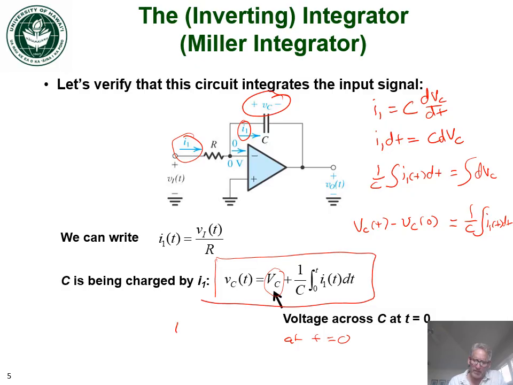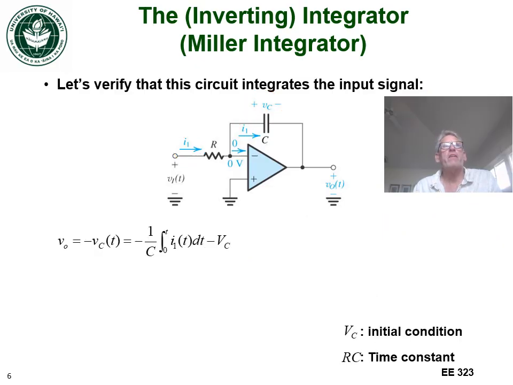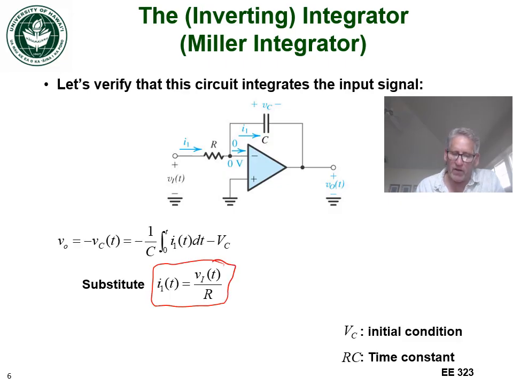Just for your reference, this is equation 2.25 in the book. Okay, so we see that it integrates the input current. Now if we rewrite the input current, and we substitute I1 as VI of t over R, right? VI of t over R is the current I1. Keep in mind that the voltage is 0 volts at the negative terminal due to the negative feedback.